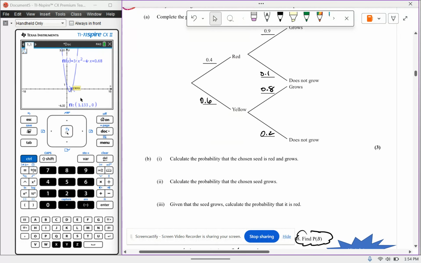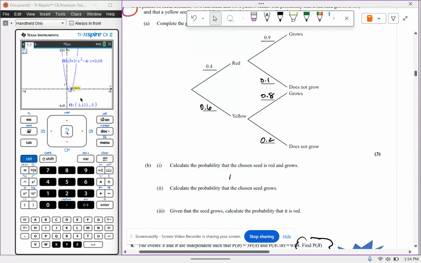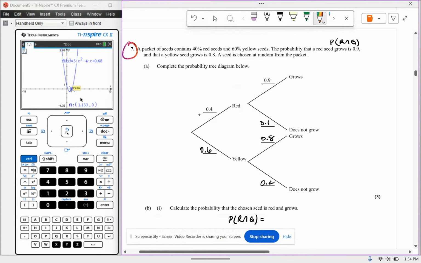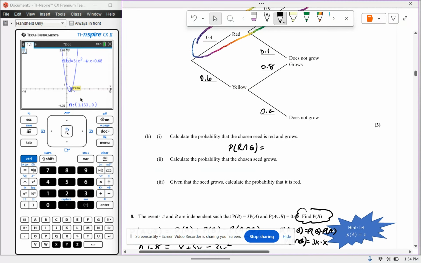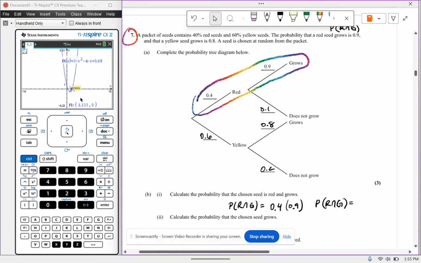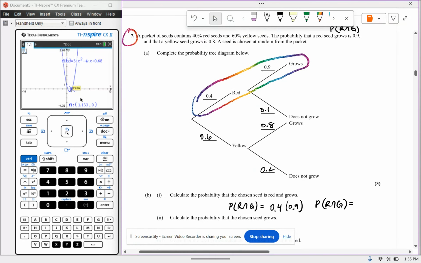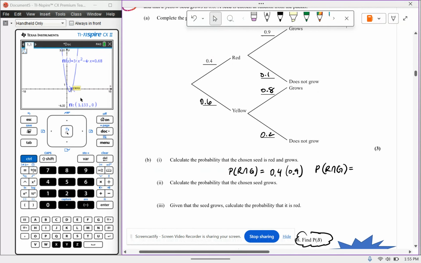B I. Calculate the probability that the chosen seed is red and grows. So you're tracing across the branch to find the probability of red and grows. When you trace across a branch, you multiply. Red and grows would be 0.4 times 0.9. All right, what'd you guys get for red and grows? Get that count. 0.36.